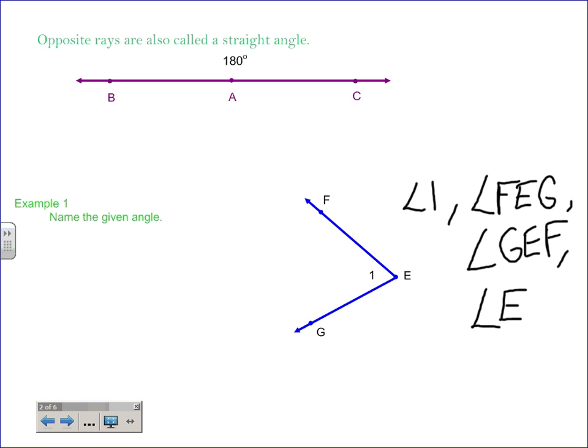Because remember, the only time you have to worry about just using the vertex is if there's more than one angle that comes off of that vertex. Then you have to be very careful. Okay? And I'd say that's pretty good. Any questions on that? Pretty straightforward, right?